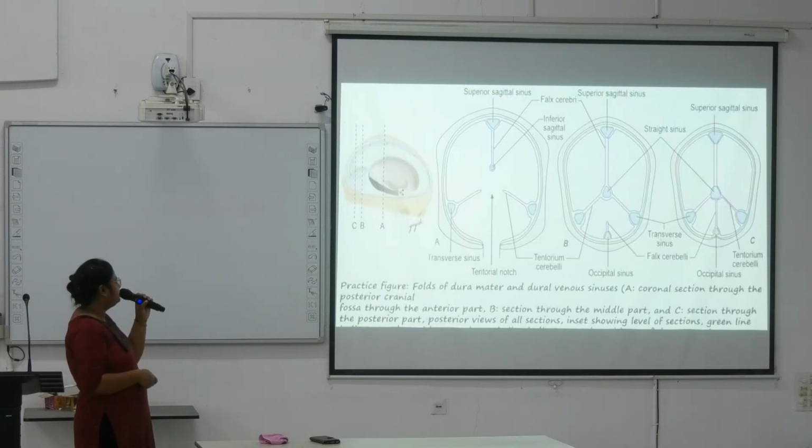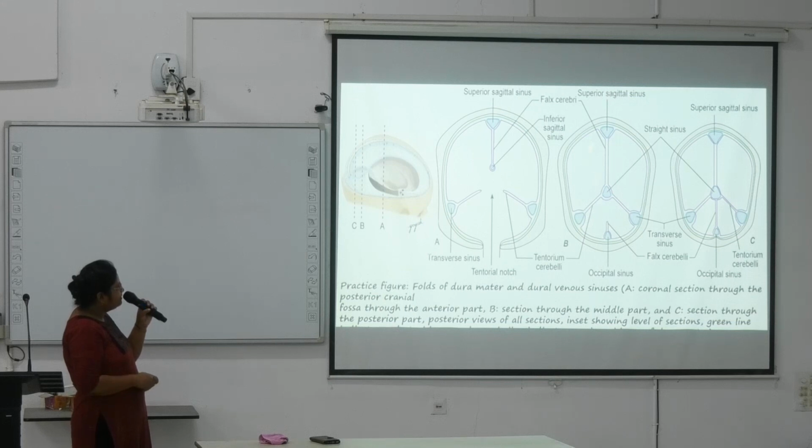See, this is a coronal section through different areas. This is in the posterior cranial fossa, this is in the middle part, and this is anterior. Okay, so you can see here, these are venous sinuses. At the superior, in the midline, there is the superior sagittal sinus. This is falx cerebri. At the lower margin of the falx cerebri, there is the inferior sagittal sinus. And on the two sides, these are the transverse sinuses. Okay, and these folds are the tentorium cerebelli, separating the cerebrum from the cerebellum.